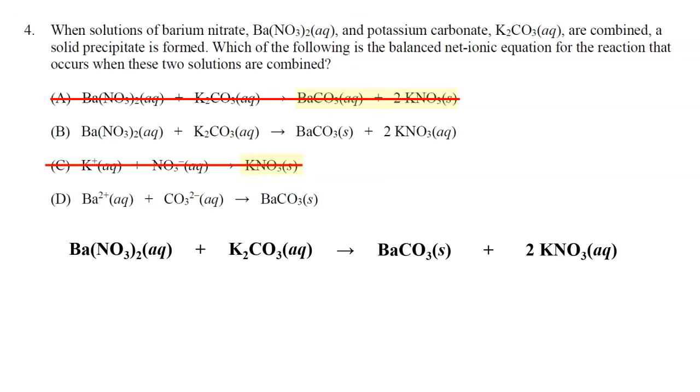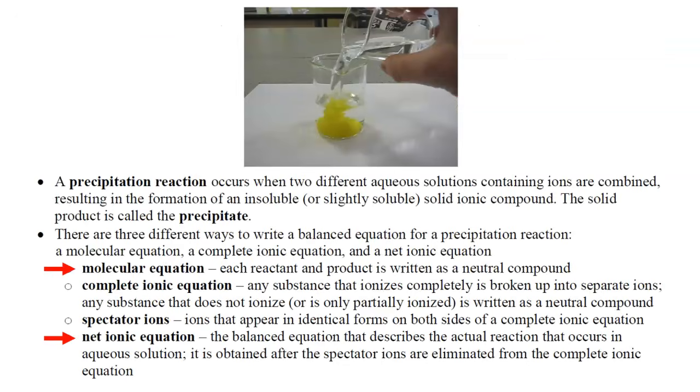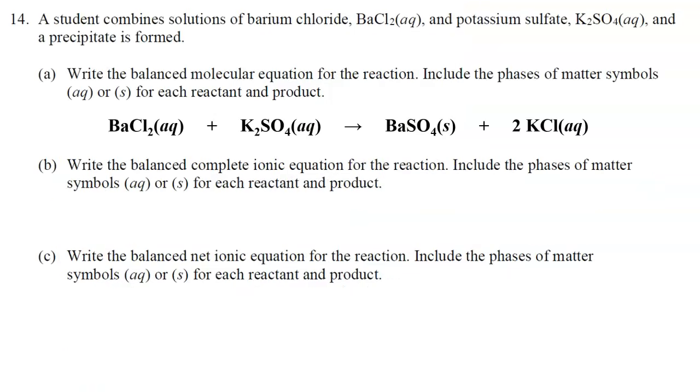Let me remind you, from an earlier video I talked about the difference between a molecular equation, in which each reactant and product is written as a neutral compound, and a net ionic equation, which is what you get after you eliminate the spectator ions from both sides of the complete ionic equation. So here on the next slide is an example of a question I talked about in an earlier video. This is similar to the chemical reaction that's happening in question 4 in this packet.